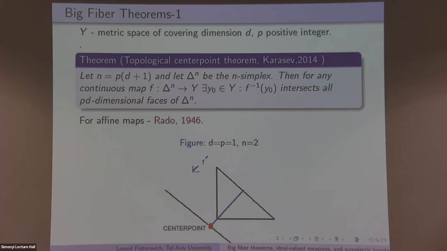And here is an example when our simplex is a triangle. So n equals 2 and d equals p equals 1. Indeed, if you consider a map from the simplex to a line, there exists a point whose preimage intersects all three one-dimensional sides of the triangle.